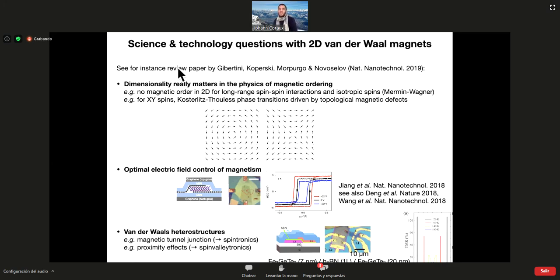So I picked up a few items here. The first one is about basic physics questions, especially related to dimensionality. I won't enter into much detail because we've heard that in the introduction of the previous talk. So there is something very specific in magnetic ordering in the 2D limit, depending on the kind of degrees of freedom you have for the spins.